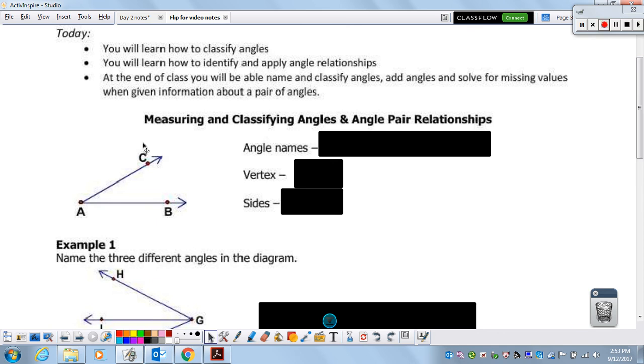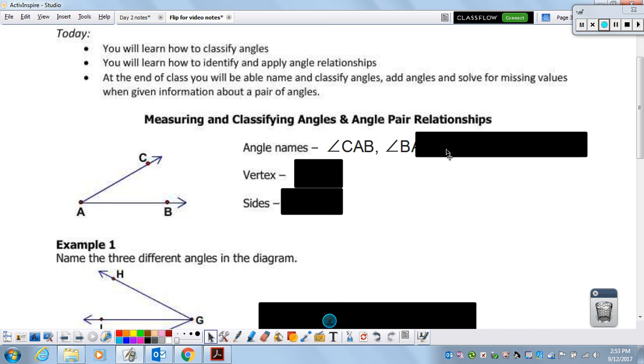So let's start by naming the angle here. So you can see this angle. We have several different ways that we can name this angle. We can call it angle CAB. Notice the angle symbol in front of it. It's much easier to write that symbol than to write out the word angle. So you start on one side, go to the point that's in the middle, which we call the vertex, and then down the other side. You could also start at point B and go the other way, which would give us the name angle BAC.